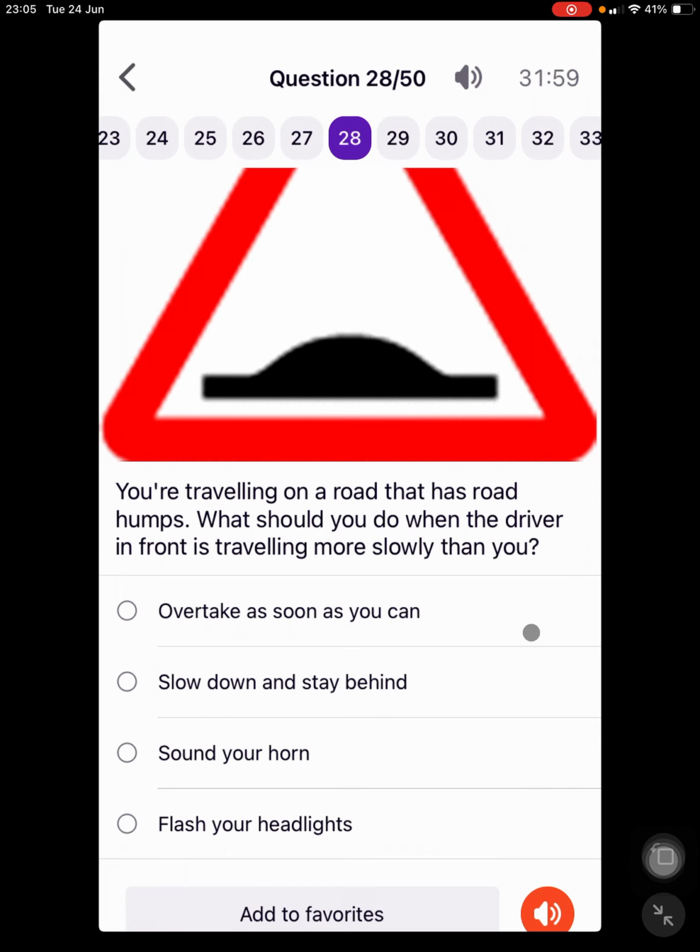You're traveling on a road that has road humps. What should you do when the driver in front is traveling more slowly than you are?